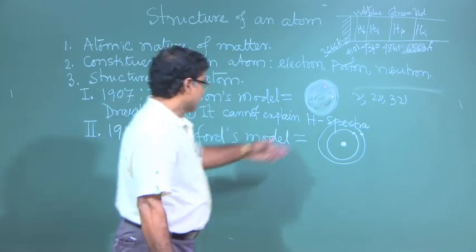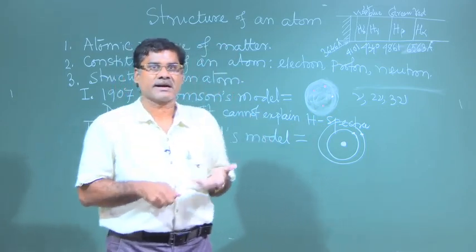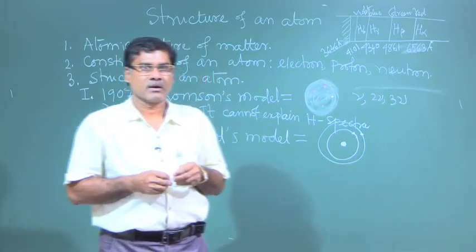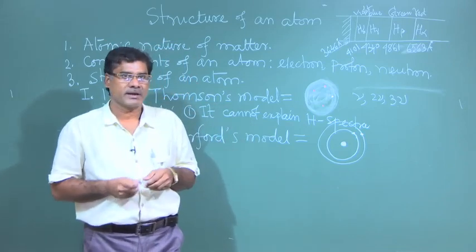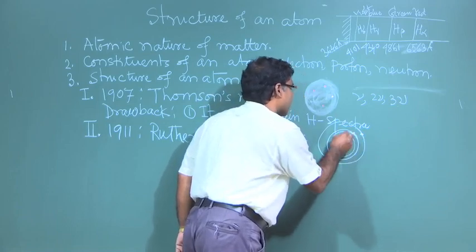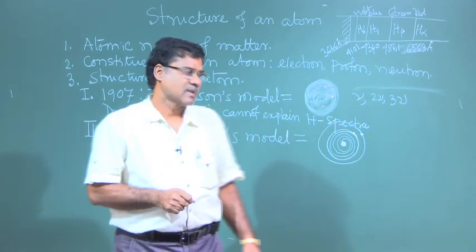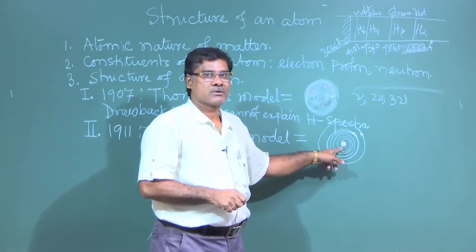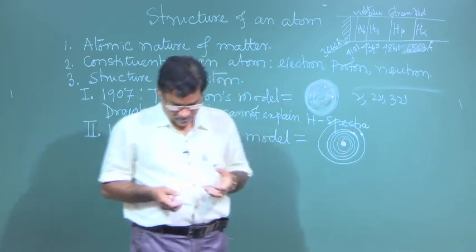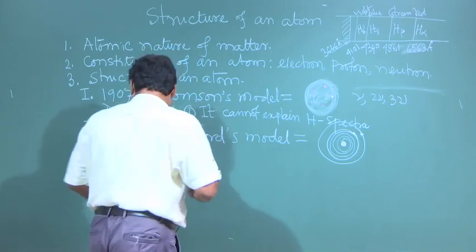But the problem was that when an electron, a charged particle, is rotating, it is accelerated. Any accelerated charged particle emits radiation. When it emits radiation, its velocity will decrease, it will follow a spiral path and finally fall into the nucleus. Negative charge and positive charge cannot stay together, so the atom will get destroyed.